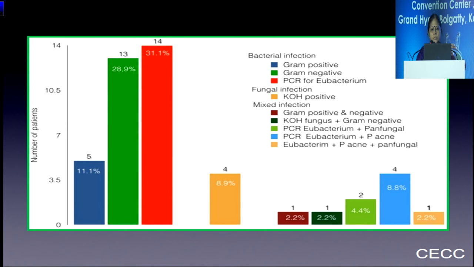The responsible organisms are also different. While it is a gram-positive Staph epidermidis which is responsible for the post-cataract endophthalmitis, we have the fulminant gram-negative infections, especially the Enterobacteriaceae infections, the E. coli, Klebsiella or Pseudomonas, and fungal infections.